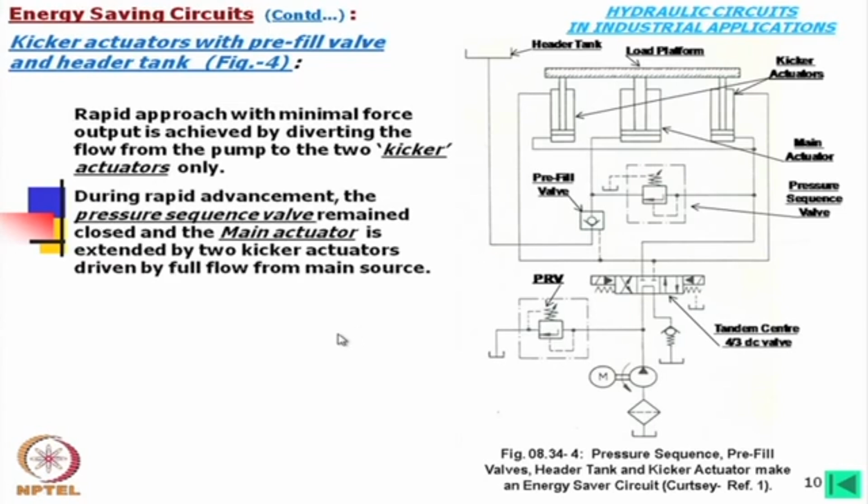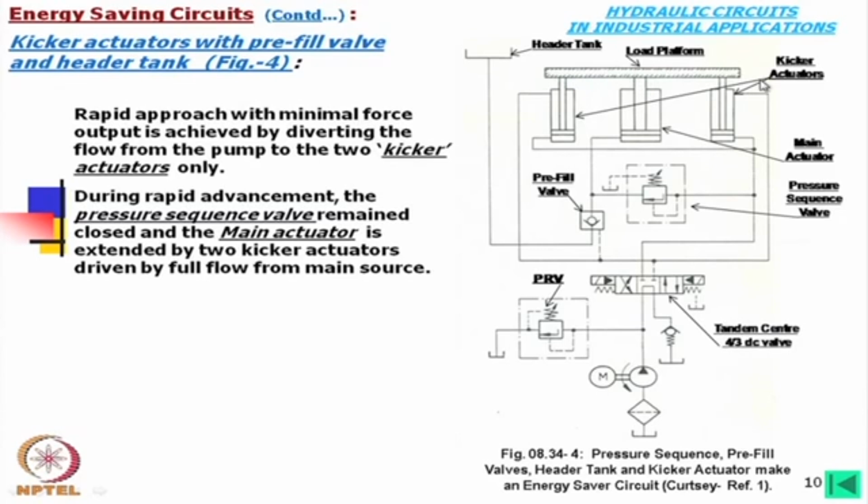Then during rapid advancement, it is moving upward rapidly. The pressure sequence valve, this one, remains closed and the main actuator is extended by the two kicker actuators driven by full flow from the main source. All the flow is moving this way, whereas this is closed, this is not being operated, no flow is going through these sides.